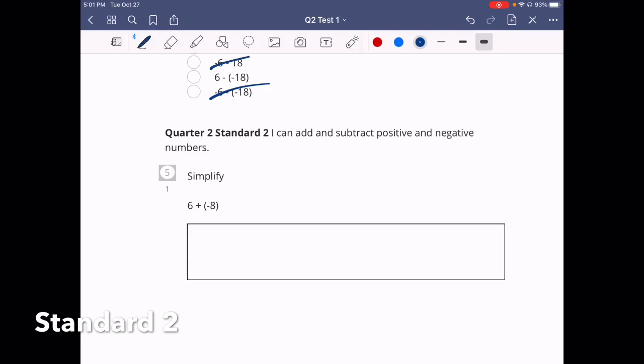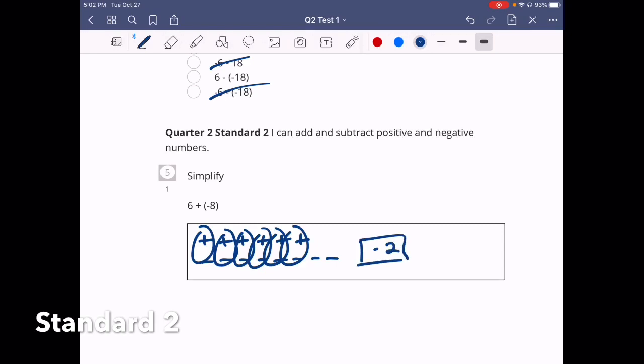So 6 plus negative 8, I think of this as 6 positives and 8 negatives. 1, 2, 3, 4, 8. Right, so I have 0, 0, 0, 0, 0, 0, and I'm left with negative 2.